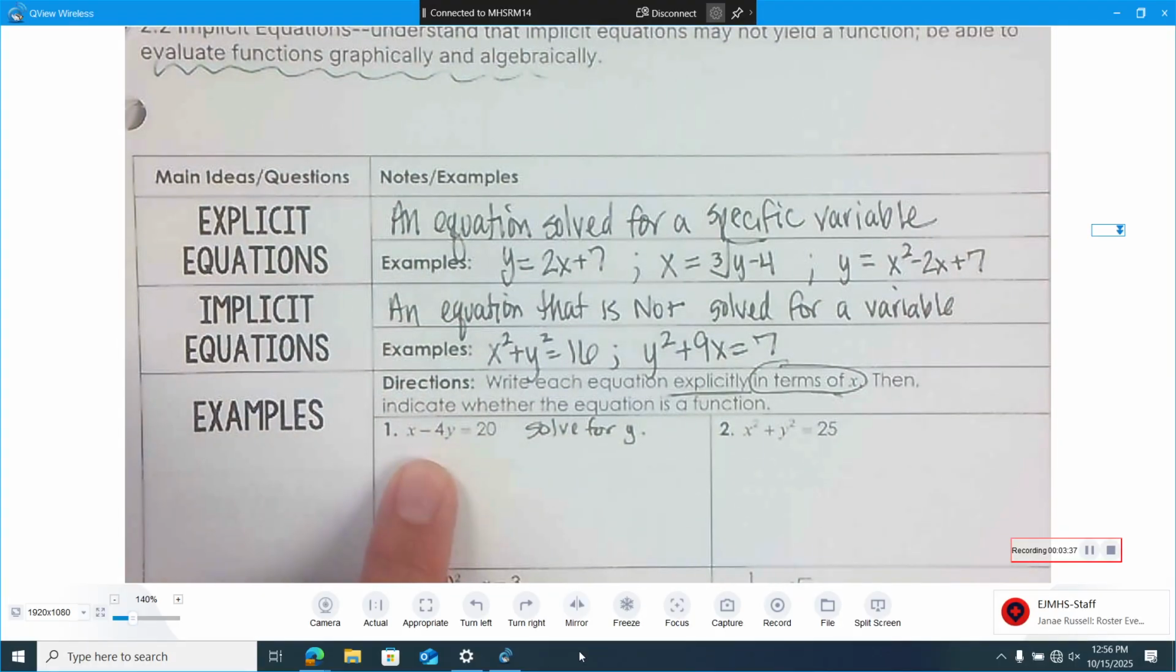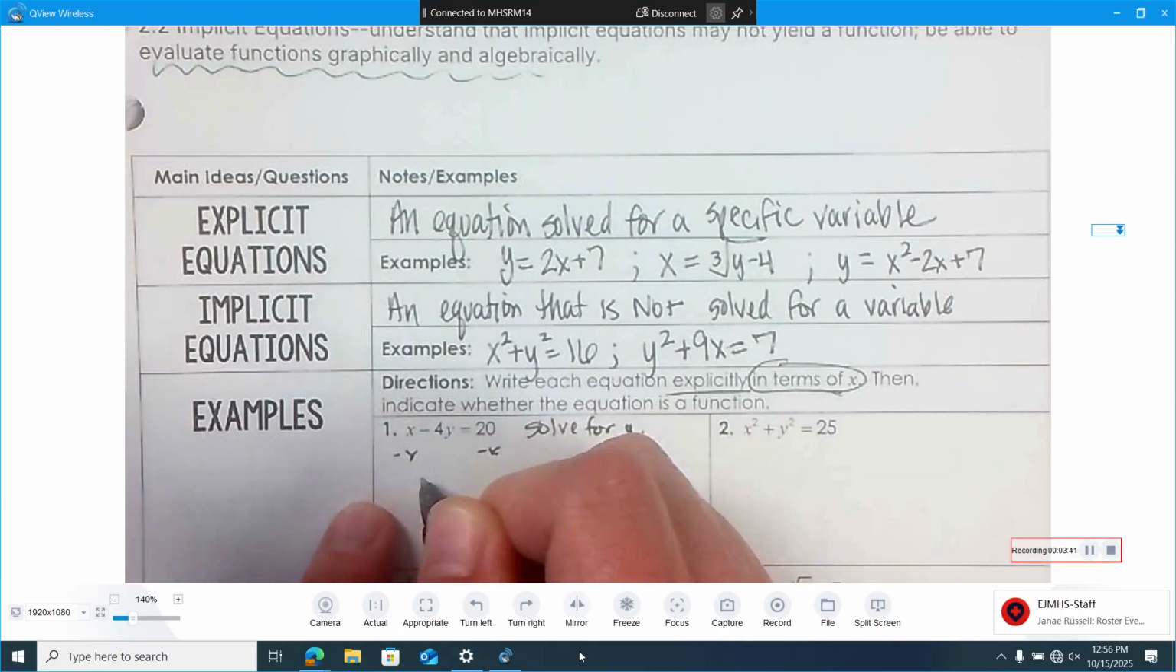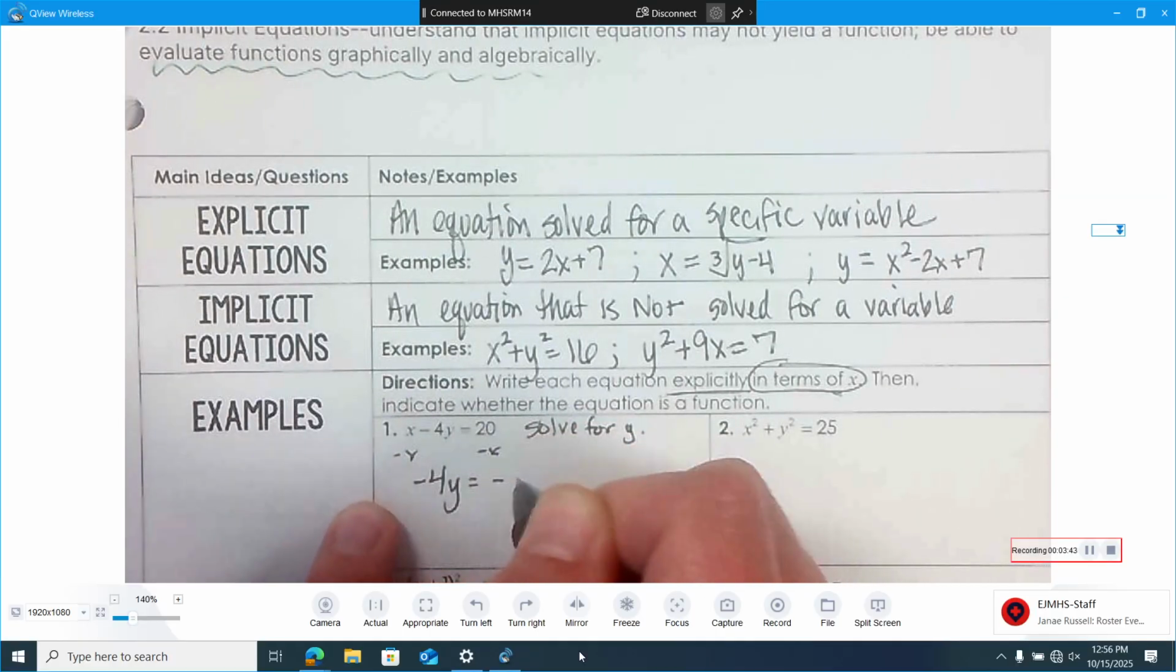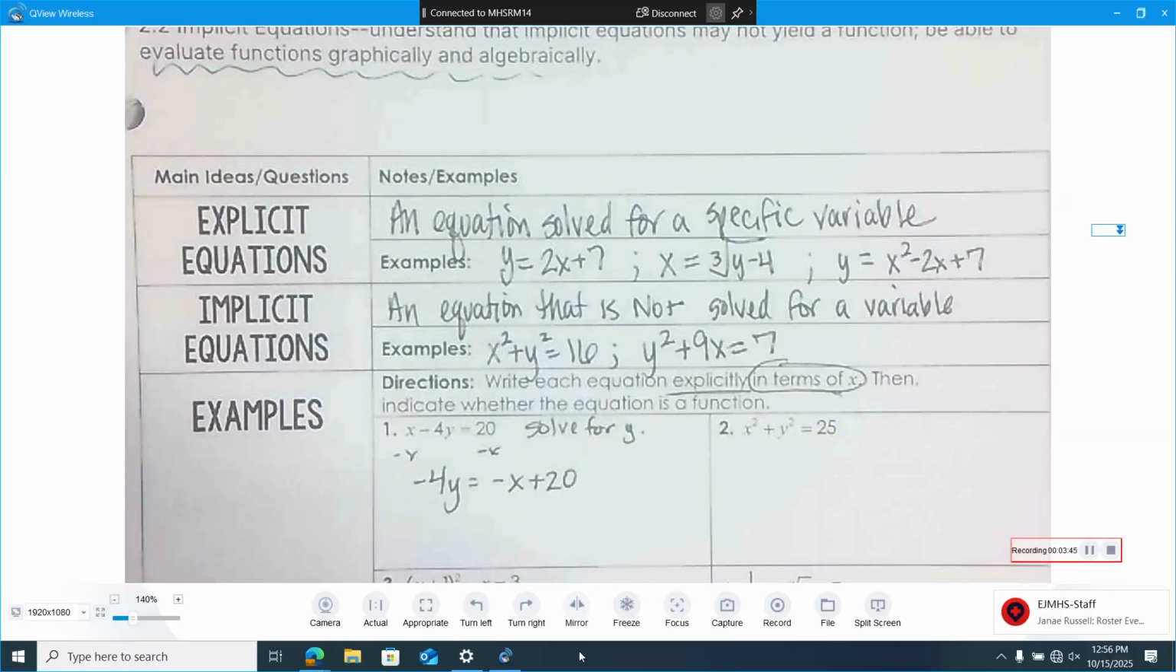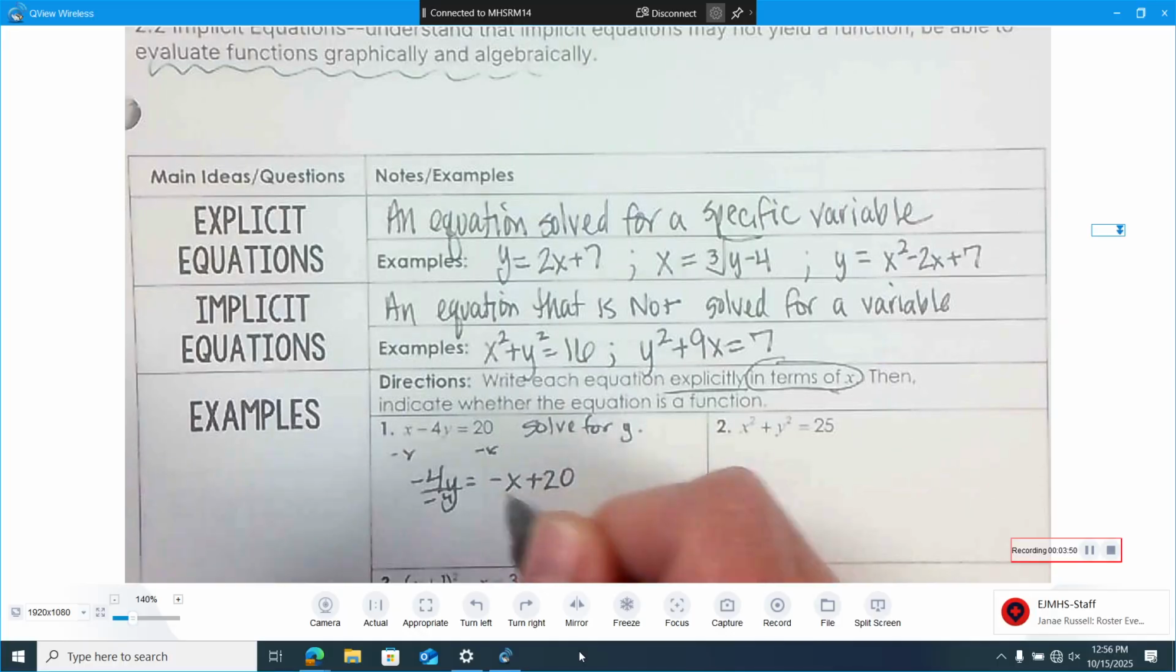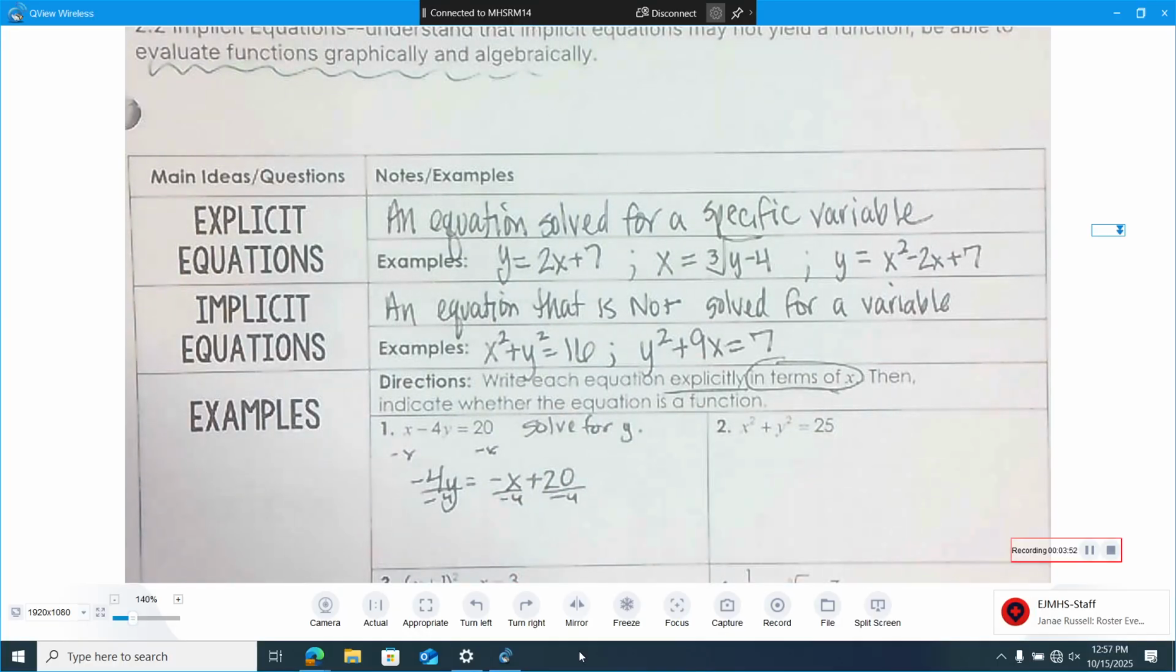How do I isolate the y in number one? Subtract the x. So you get negative 4y equals negative x plus 20. And then we need to divide everything by negative 4. I'm going to divide every single thing by negative 4, and I get y equals, negative divided by negative is positive 1/4 x, and then a negative 5.